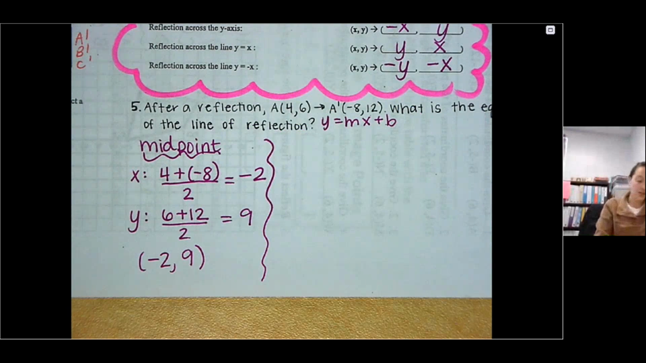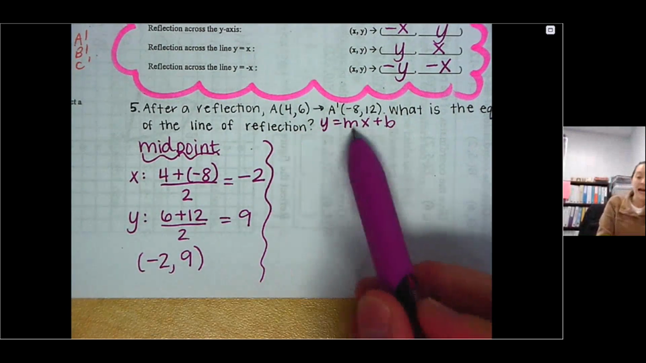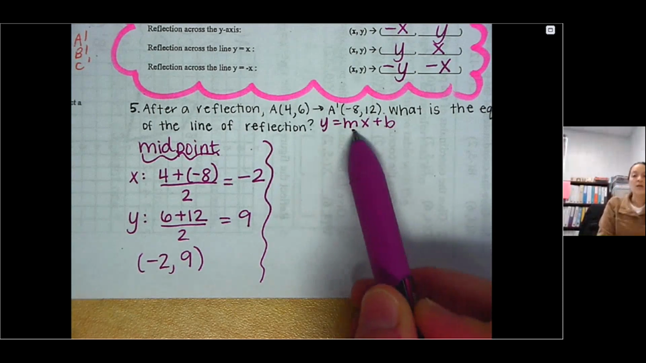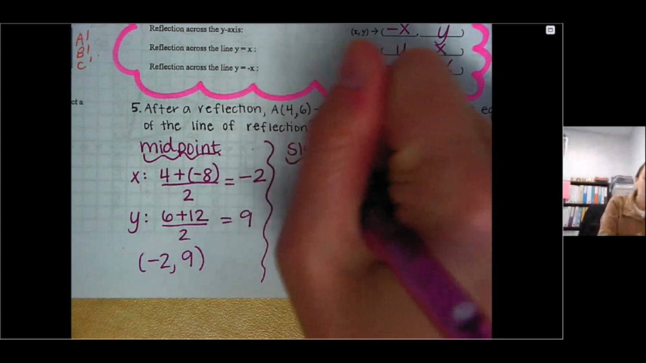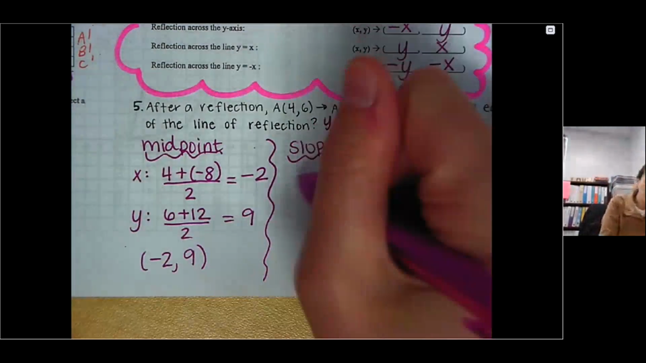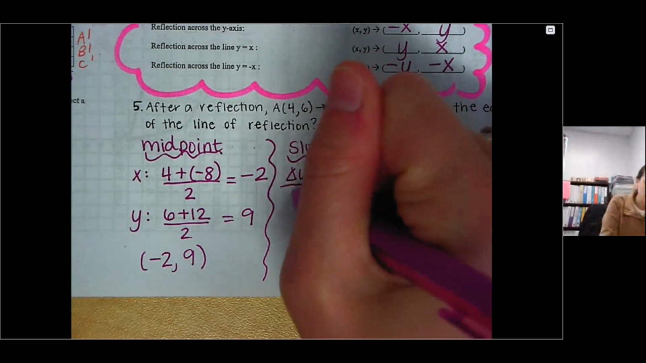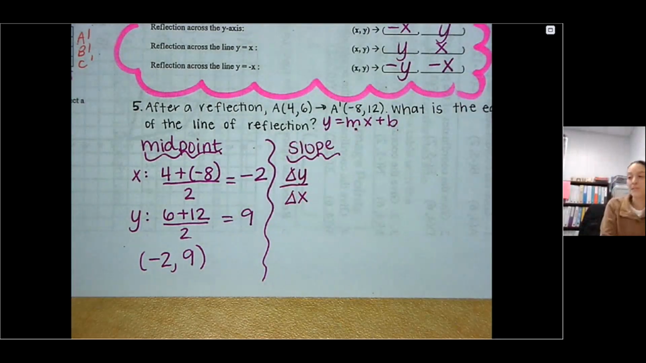Okay, so that gives me the x and the y. That gives me the point, right? This part, x and y. I need to know what the slope is, and I need to solve for the b. Now, to find the slope, remember slope is rise over run or change of y's over change of x.